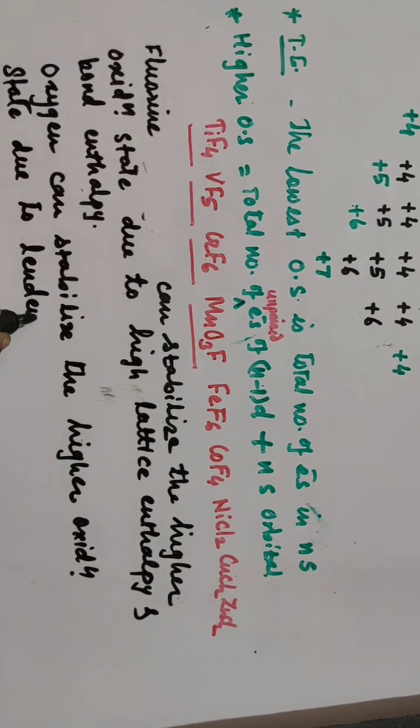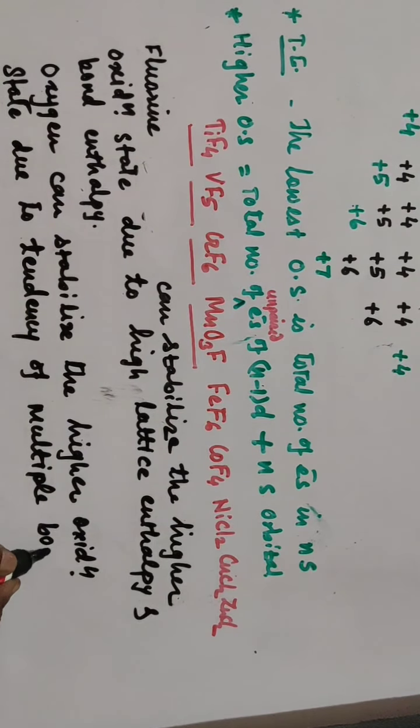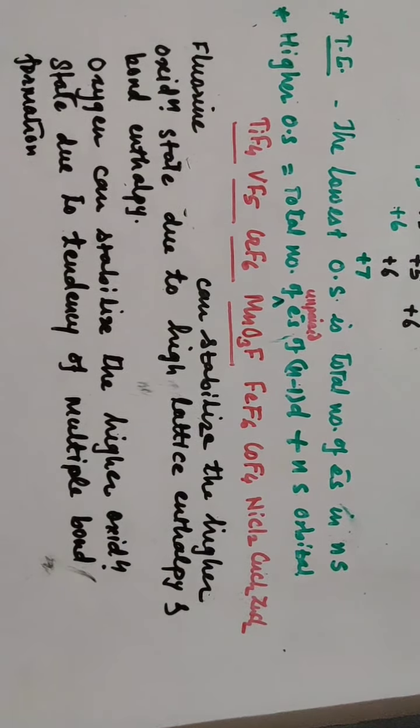Due to the tendency of multiple bond formation. So these transition metals with fluorine can form the compounds with highest oxidation state, and they form stable compounds with fluorine only.